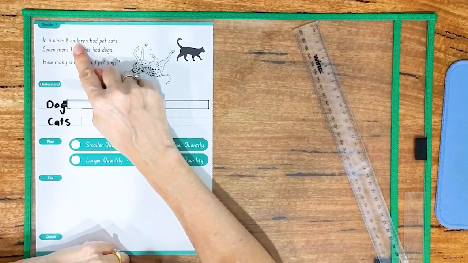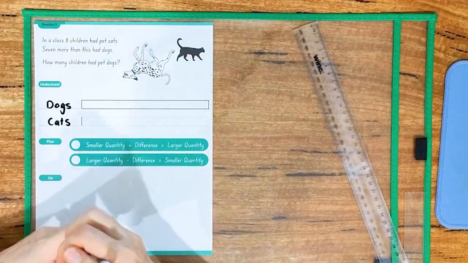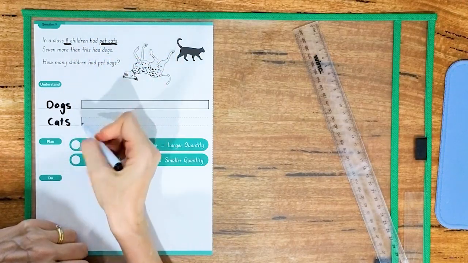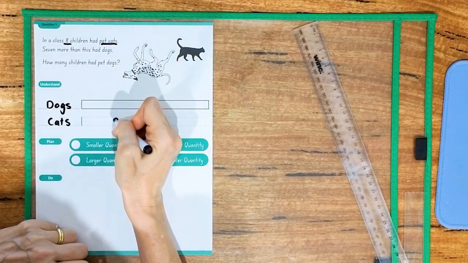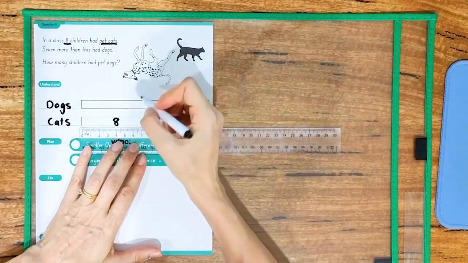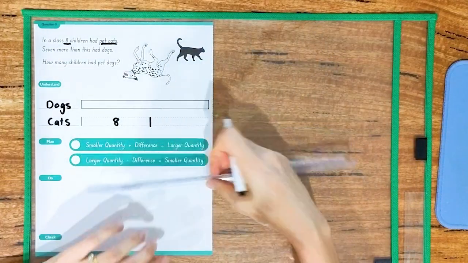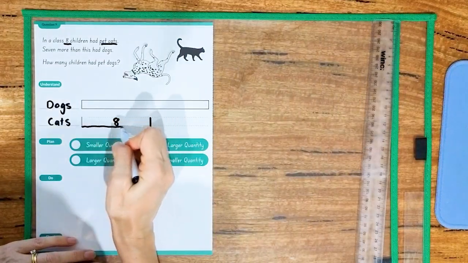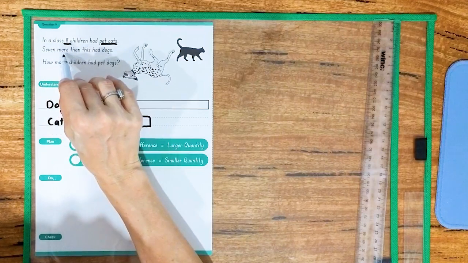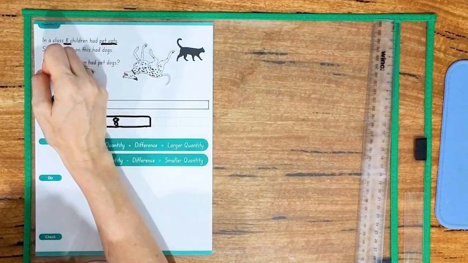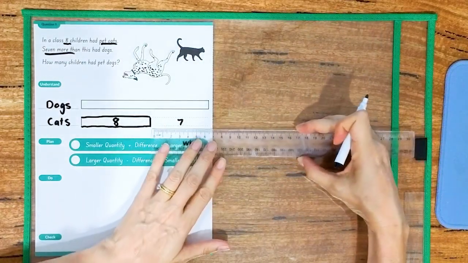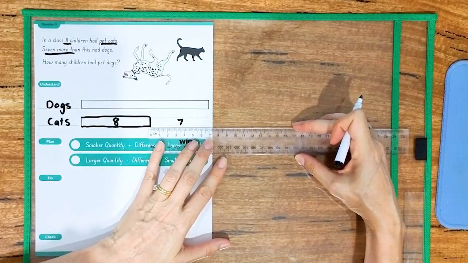In a class, 8 children had pet cats. So the one thing that I know straight away is the cats, and that quantity is 8. So I'll make that 8 centimetres to make it easy. Seven more than this had dogs. 7 more is the difference here. And I'll check. Yes, that's 7.